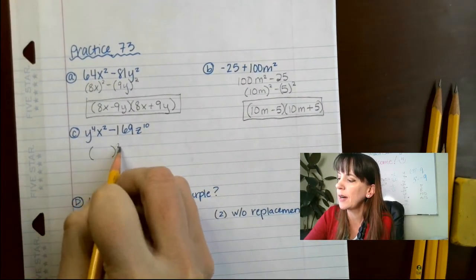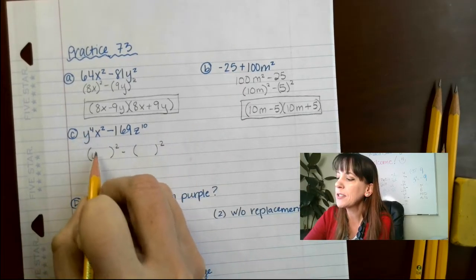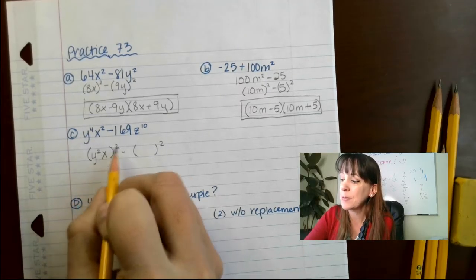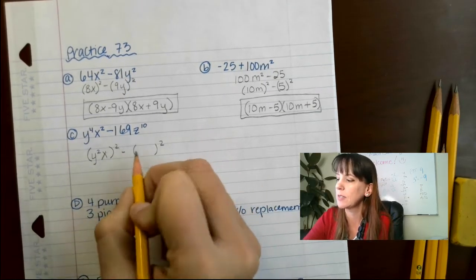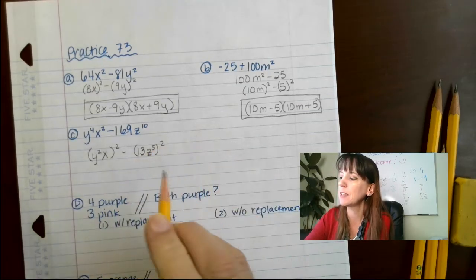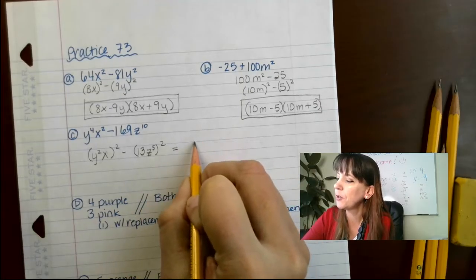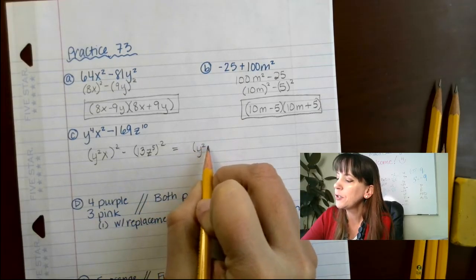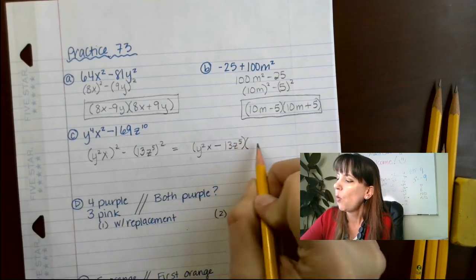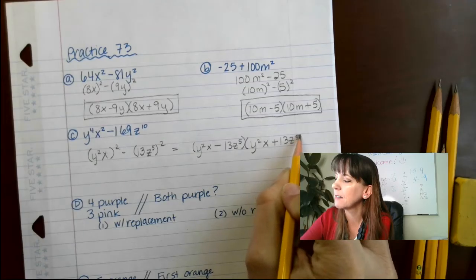Okay, let's do this next one. We've got something squared minus something squared. So we have y squared, because y squared will give me y to the 4th, and then just x, because x to the 1 times squared would give us that. 13z to the 5th, because 5 times 2 would give me 10. So that reduces down to y squared x minus 13z to the 5th, y squared x plus 13z to the 5th.